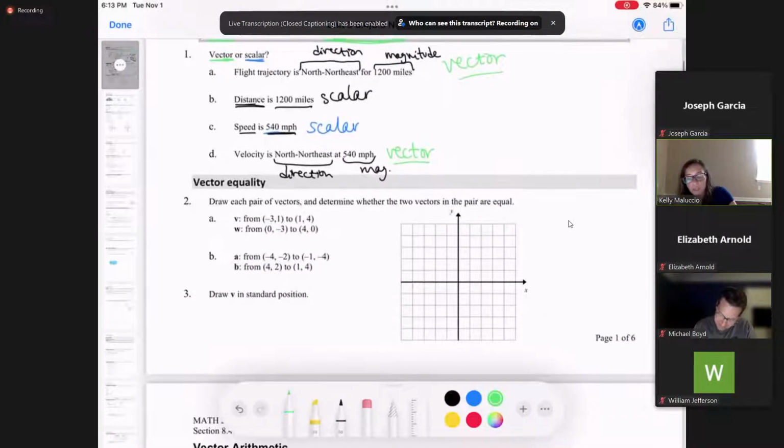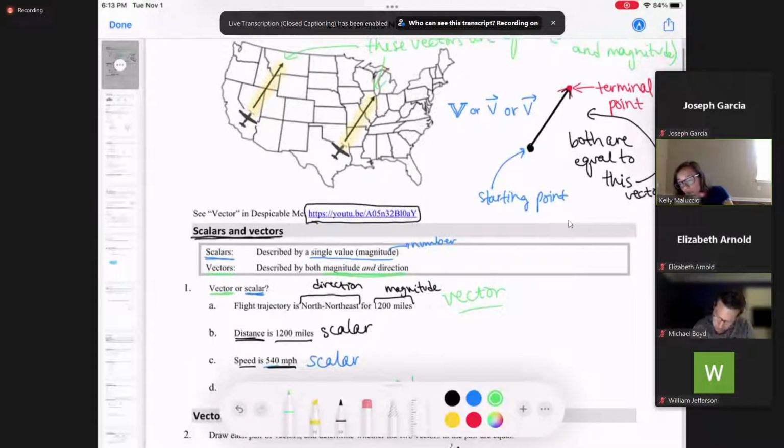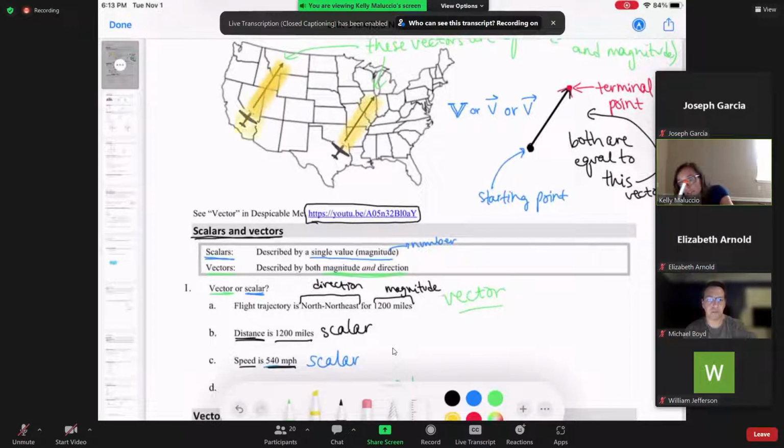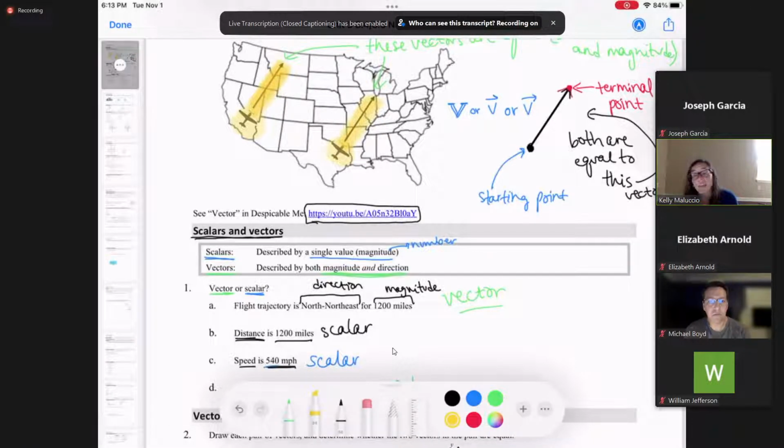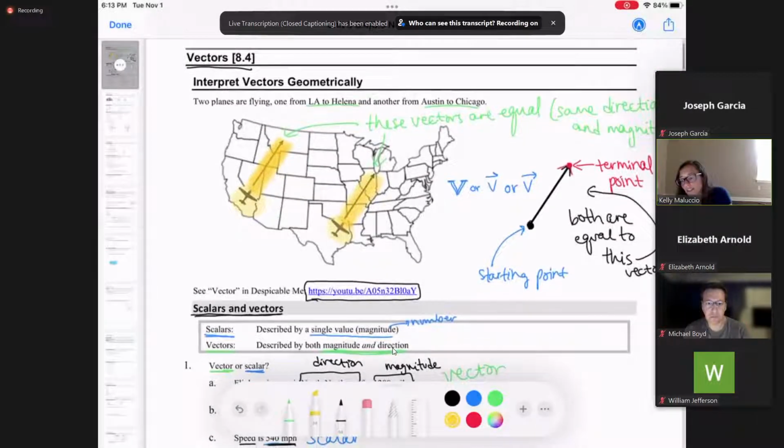So now we think about vector equality. Up above, we said these two vectors are actually equal because we can see they're in the same direction. They don't start at the same point, but they move in the same direction and the same distance. Granted, I don't know if it's 100% true that LA to Helena and Austin to Chicago is the same distance, but I'm betting it's pretty similar because they are using that as an example.